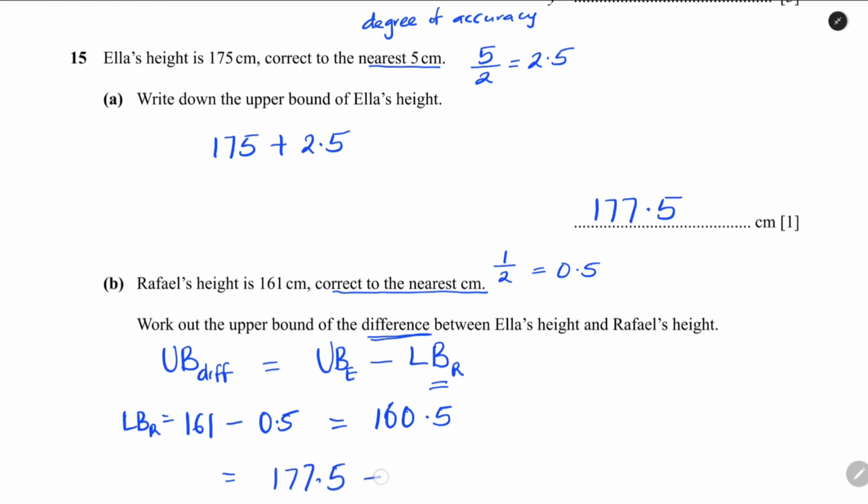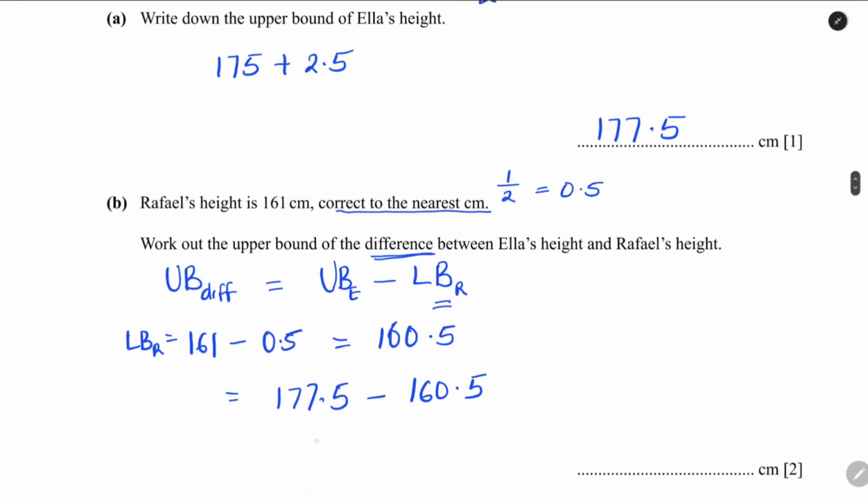So to apply our formula, we're going to have 177.5 minus 160.5. When we subtract those two numbers, it gives us 17. So our final answer here is 17.